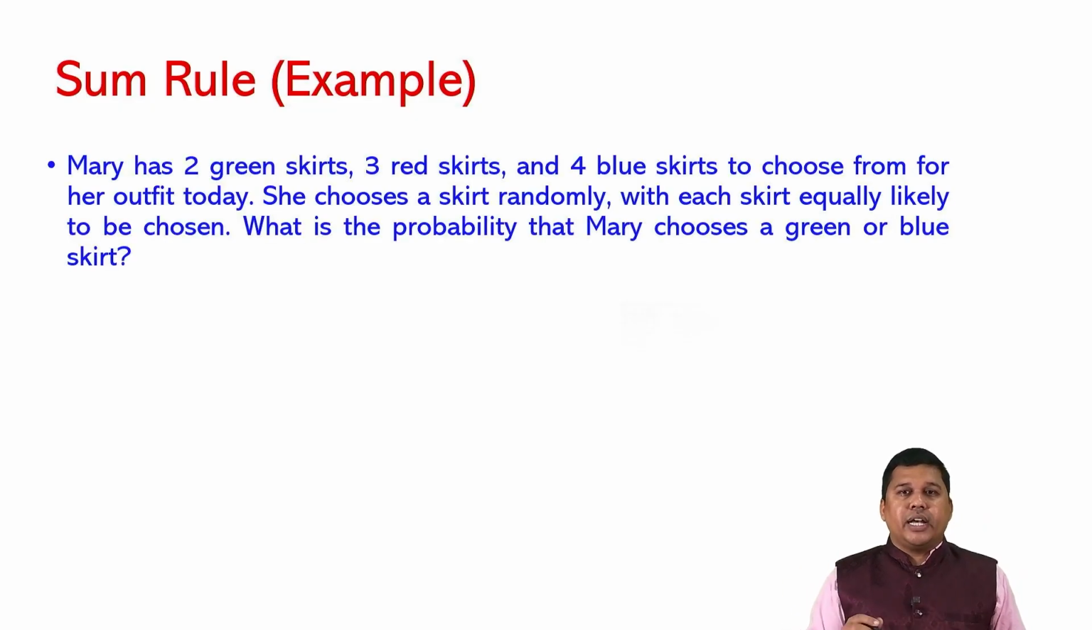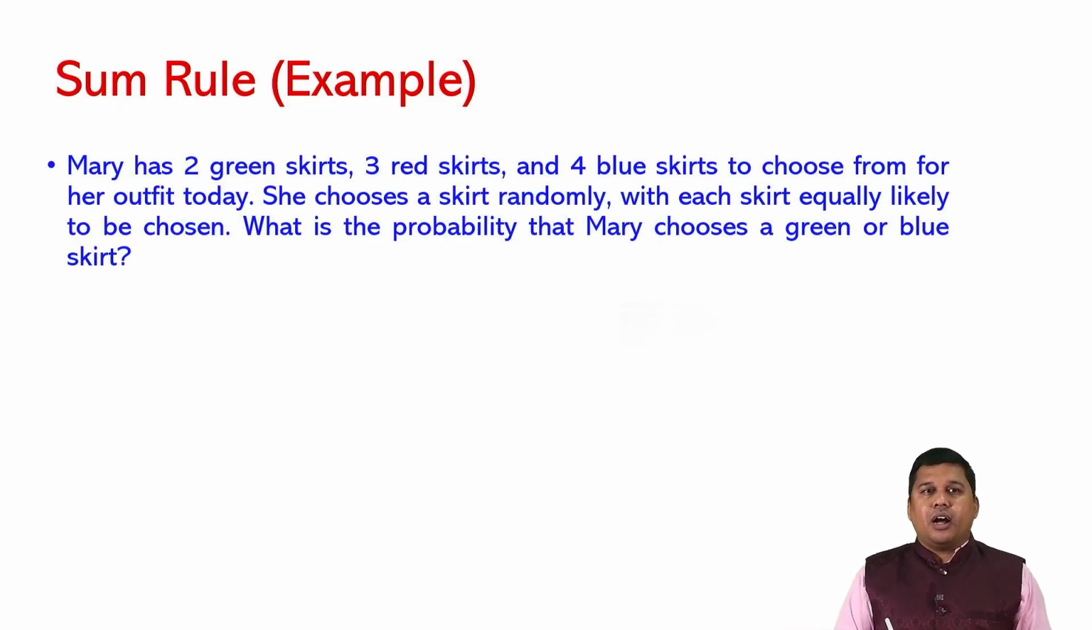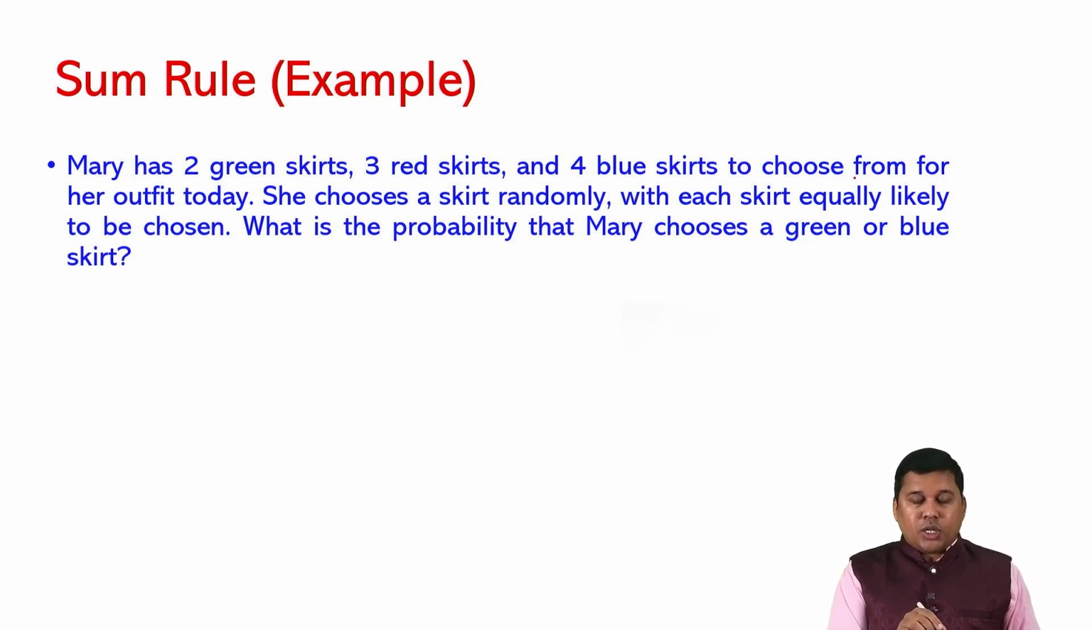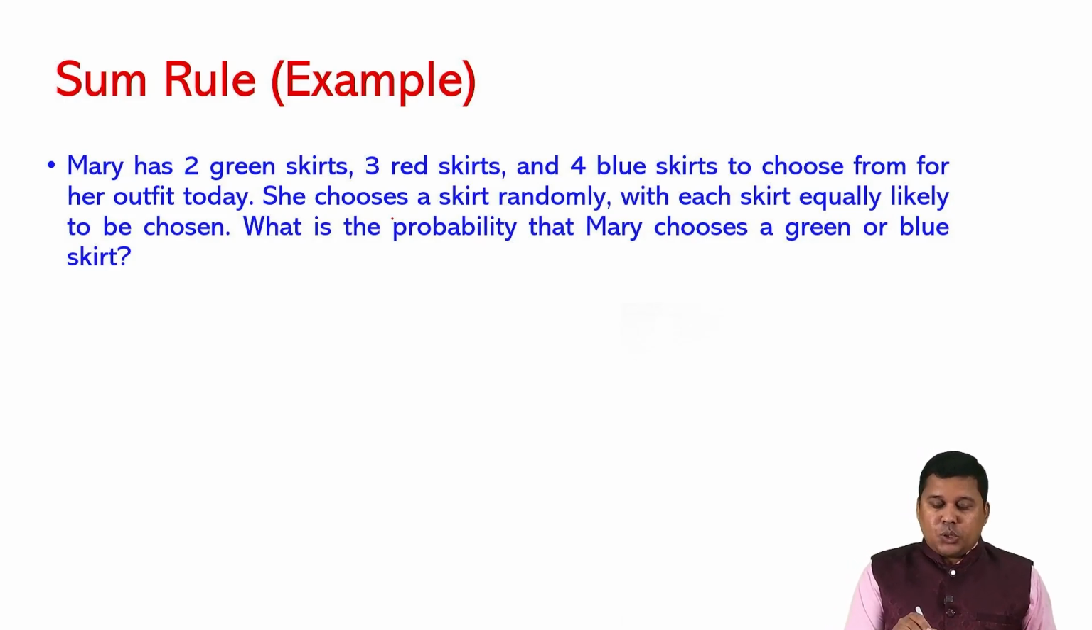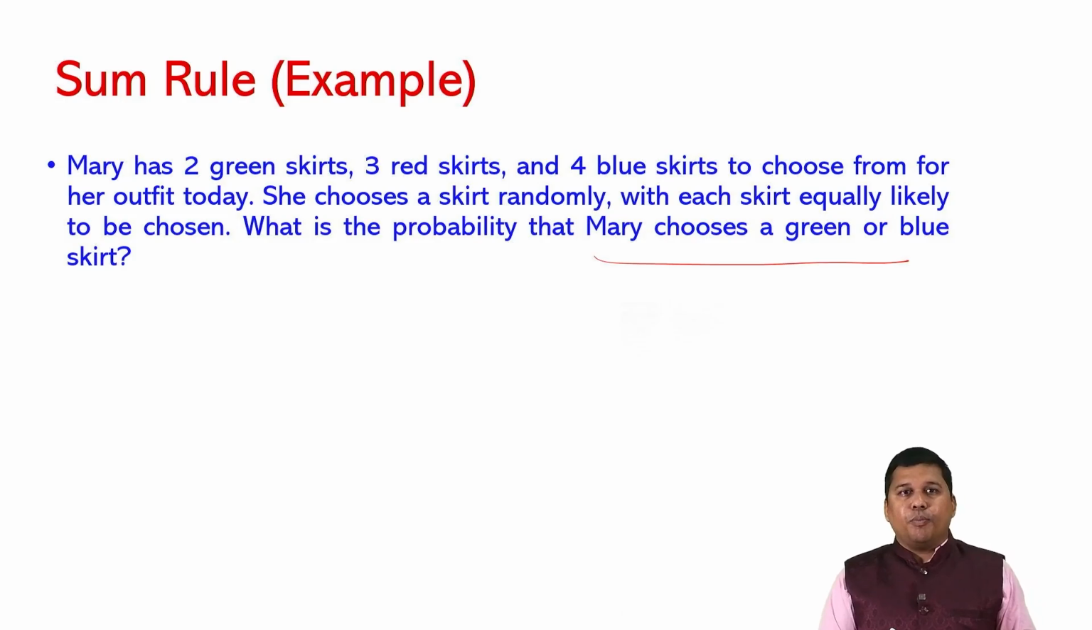Let us study one simple example to understand how and where the sum rule is used. Mary has 2 green skirts, 3 red and 4 blue skirts. To choose her outfit today, she wants to choose from these different colored skirts. She chooses a skirt randomly, with each skirt equally likely to be chosen. What is the probability that Mary chooses a green or blue skirt?